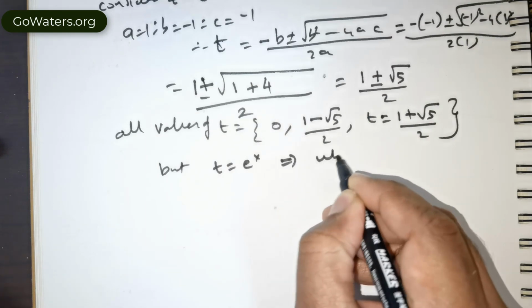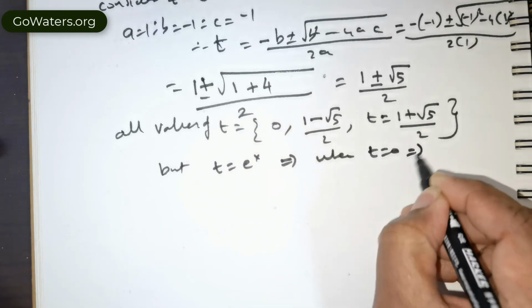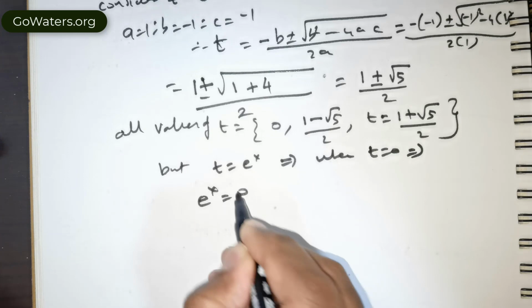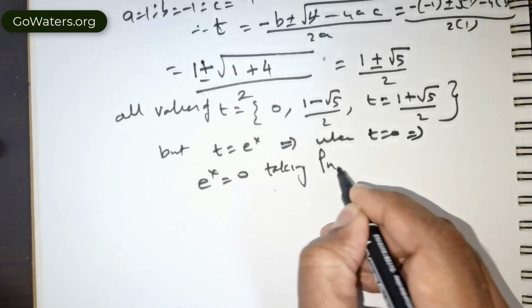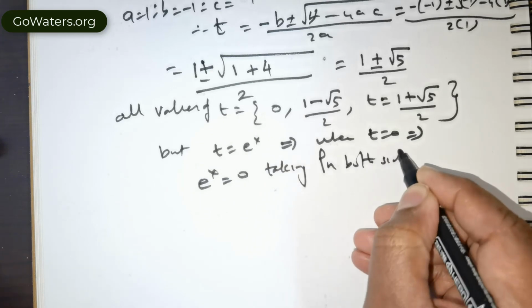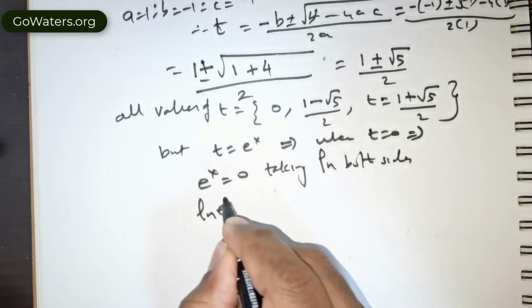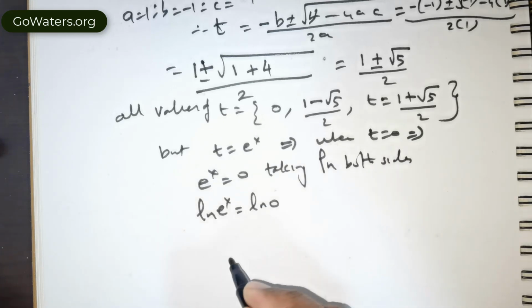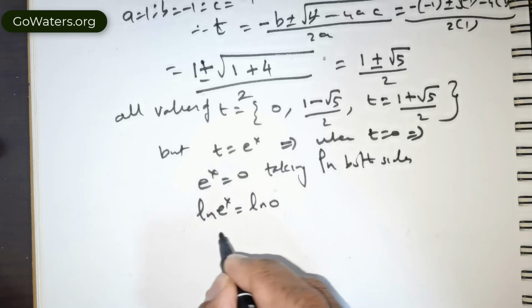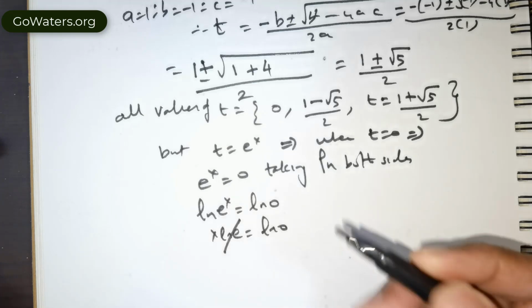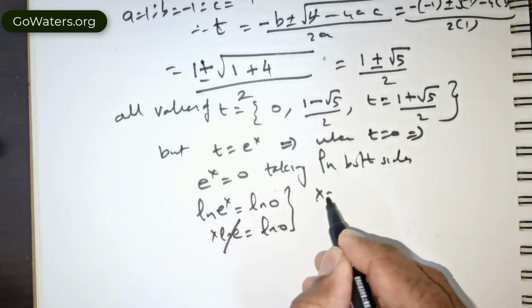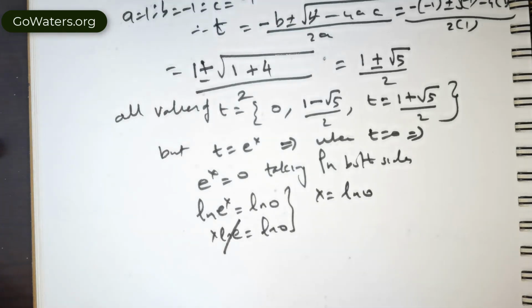So when t is equal to 0, this would mean e raised to the power of x is equal to 0. So taking ln on both sides, what do we get? You get ln of e raised to the power of x is equal to ln 0. This would mean x times ln e is equal to ln 0. So ln e becomes equal to 1. So you got x is equal to ln 0.